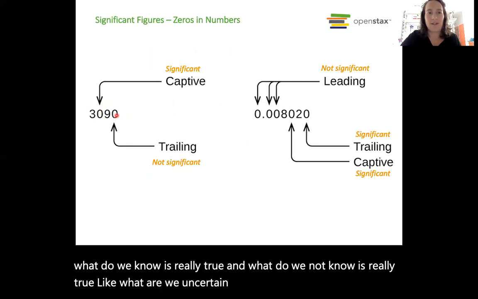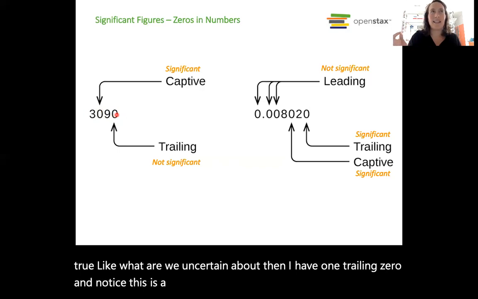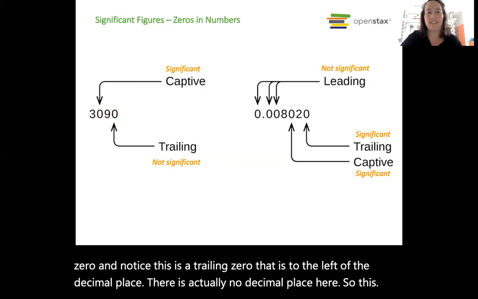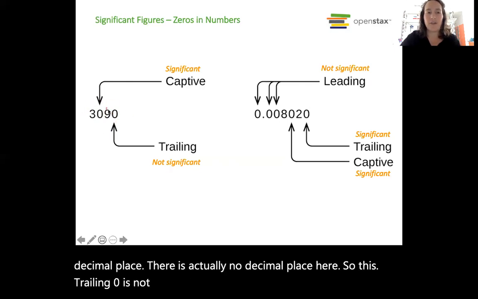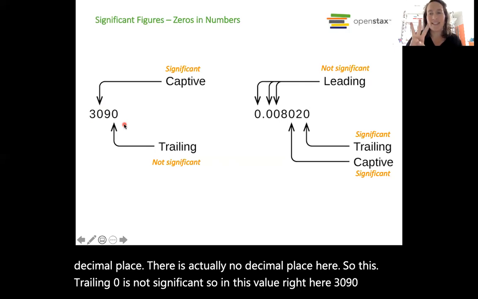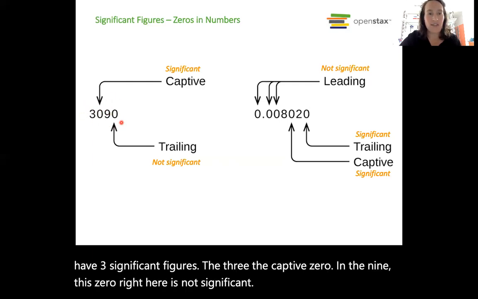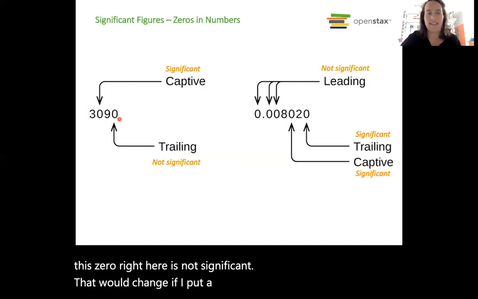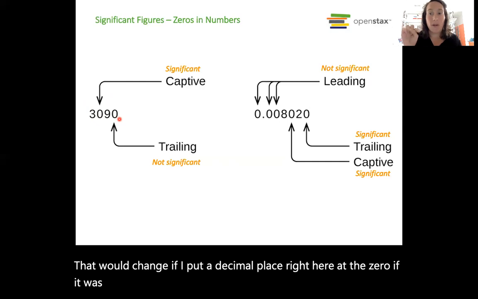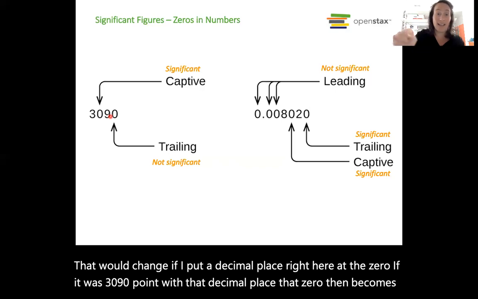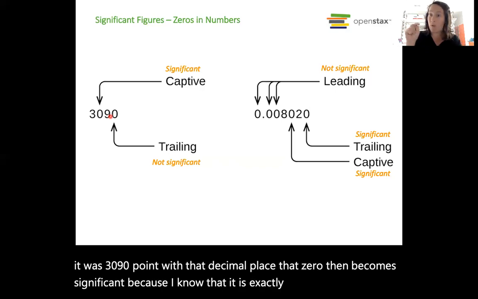Then I have one trailing zero, and notice this is a trailing zero to the left of a decimal place. There is actually no decimal place here, so this trailing zero is not significant. So in 3090, I only have 3 significant figures: the 3, the captive 0, and the 9. This 0 right here is not significant. That would change if I put a decimal place right after the 0. If it was 3090 with a decimal point, that 0 becomes significant because I know that it is exactly 3090.